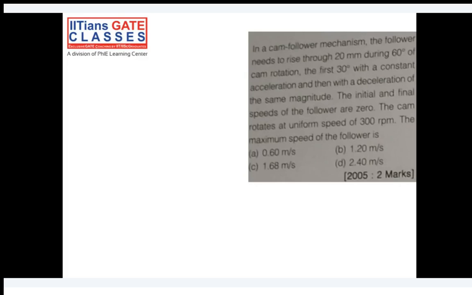In a cam follower mechanism, the follower needs to rise through 20 millimeter during 60 degrees of cam rotation. The first 30 degrees with a constant acceleration, then with a deceleration of the same magnitude. The initial and final speeds of the follower are 0. The cam rotates at a uniform speed of 300 rpm. So omega of the cam is given to you. They are asking for the maximum speed of the follower.